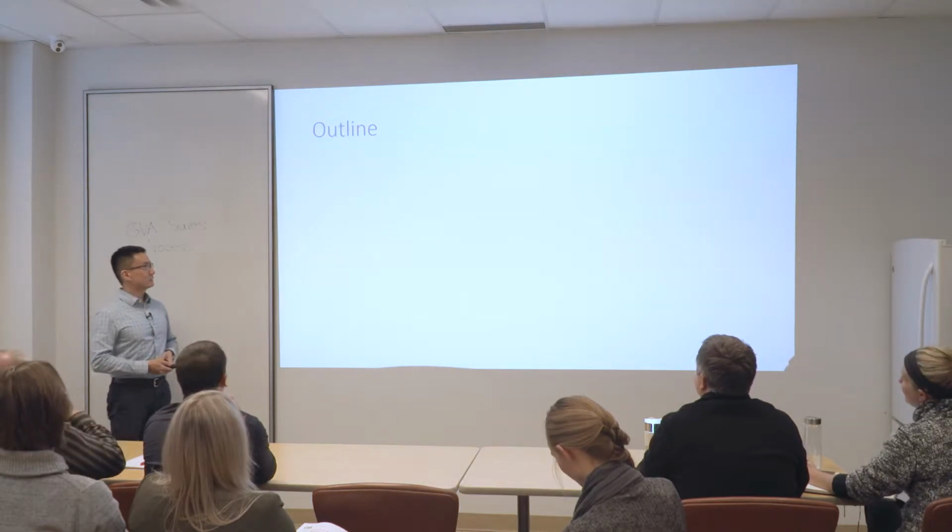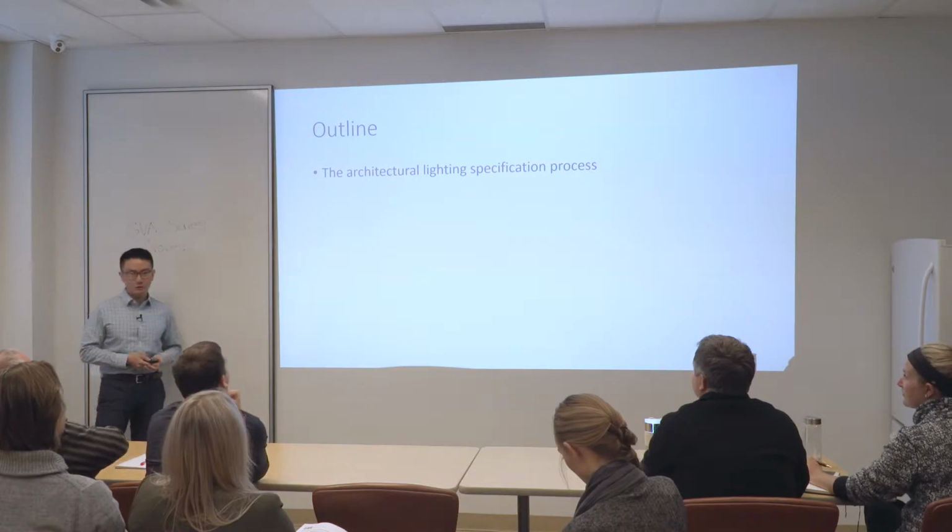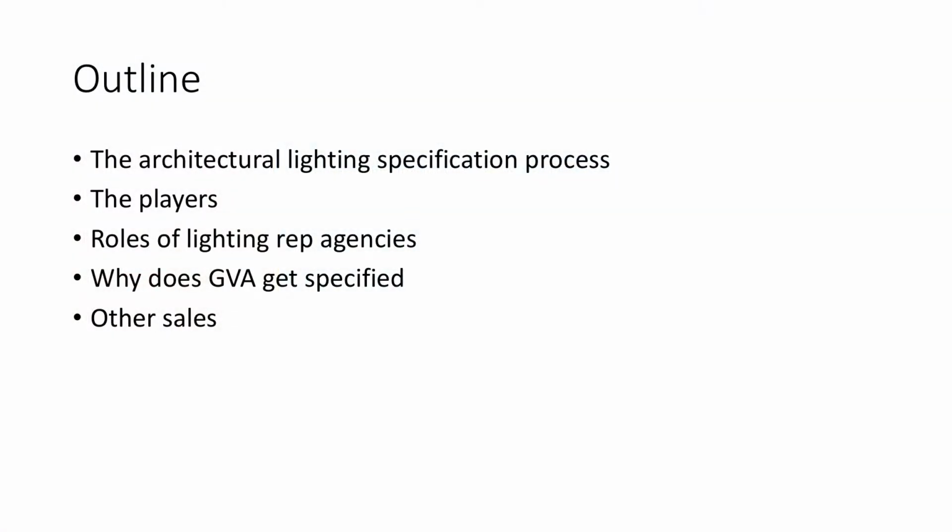So here's an outline of the presentation. We're going to get into the architectural lighting specification process, the players that get involved in the sales, the role of our lighting reps, why does GVA get specified, and other sales channels aside from the typical architectural sales process.